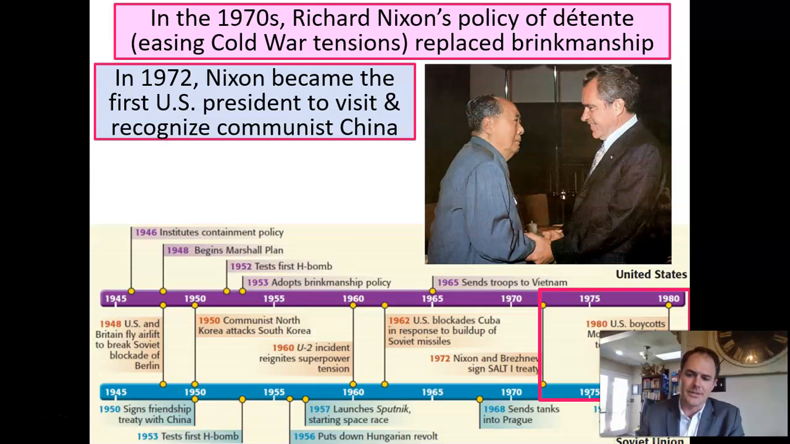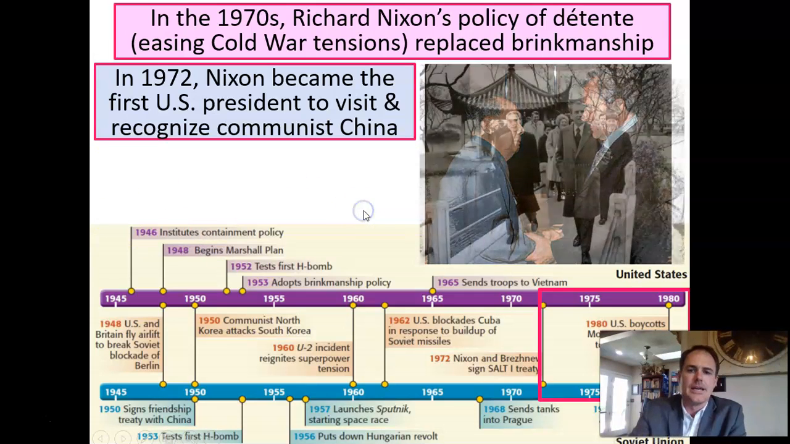That becomes the new policy instead of brinkmanship. Remember, brinkmanship is like going right to the edge. We will drop a nuke if we have to, right? Nixon, far more realpolitik. What that means, he focused more on using actual power to help the U.S. improve, kind of like a chess player. In fact, Nixon was an incredible chess player. So he often thought very strategically about where and how to use U.S.